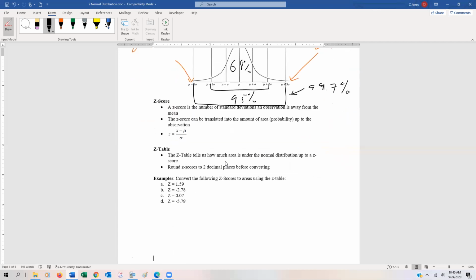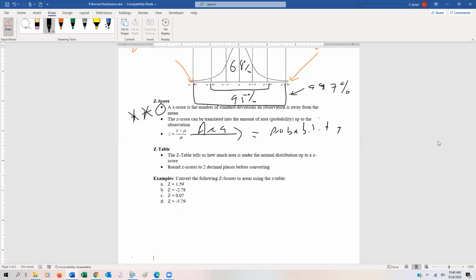Standardizing data can be done by using a z-score. This is an important definition. There hasn't been an examination that I haven't given that doesn't have the definition of z-score on it. A z-score is the number of standard deviations an observation lies away from the mean. Once we compute a z-score, we can translate it into the area under the curve, which is really the same thing as probability. We're going to get there. It's not all that difficult to do this.